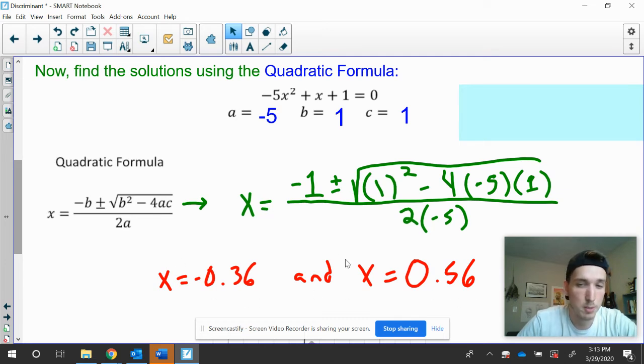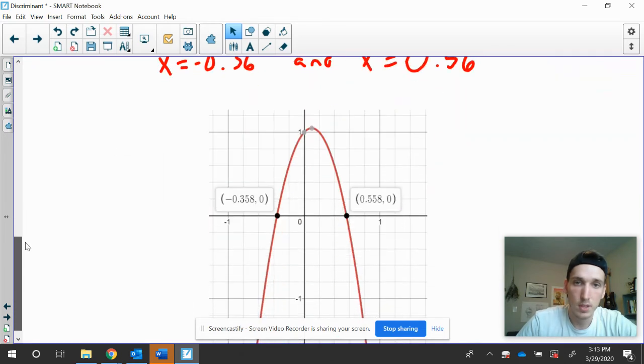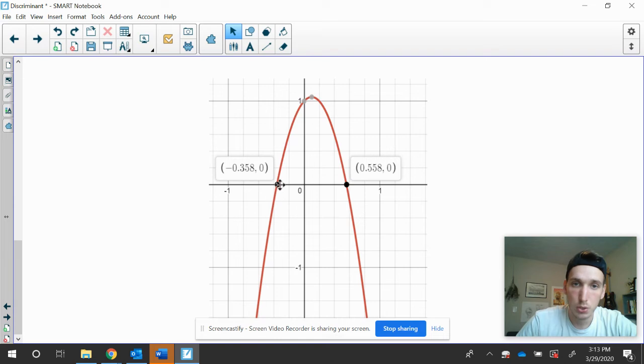And these are the ones that aren't as pretty. I rounded these using the toggle button on my calculator, which I showed in the quadratic formula video. So let's see this thing graphed. And look here. It's got 2 x-intercepts, 2 solutions, right? And where are our solutions? At the solutions we found from the quadratic formula, negative 0.36 and 0.56. Positive discriminant, 2 solutions.